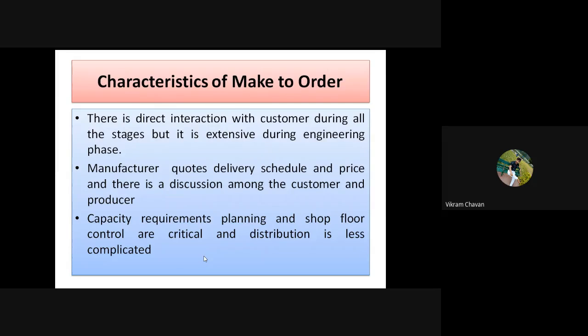The manufacturer quotes the delivery schedule and price, and there is discussion between the customer and producer regarding alternatives to reduce cost and reduce time to delivery.